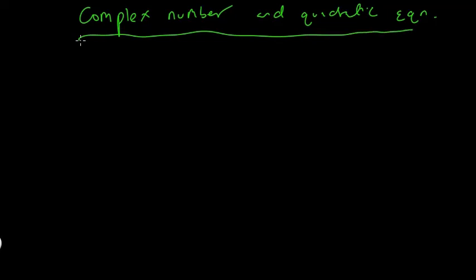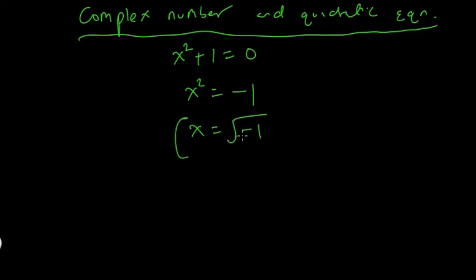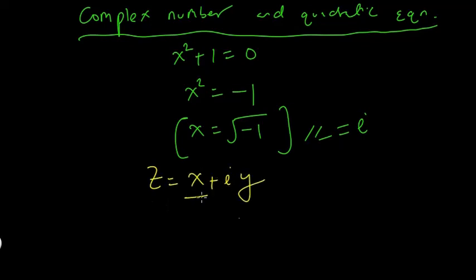So basically the complex number comes from the equation x squared plus 1. So x squared is written as minus 1, right? So x is equal to under root minus 1. This is what is called the imaginary number, which is also called iota. So basically the complex number is written as z is equal to x plus iota y, where x is the real part and y is the imaginary part.